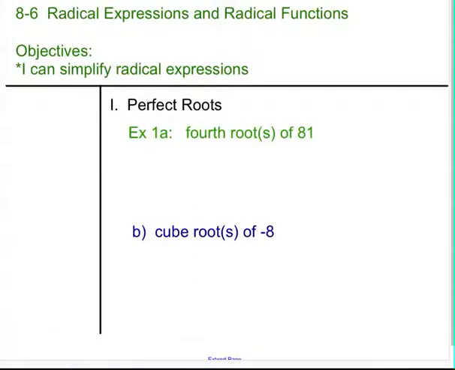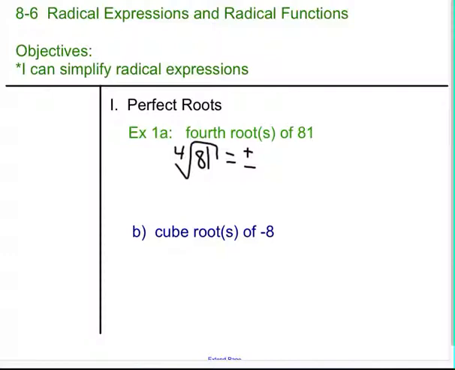Okay, so we're going to take a look at, first of all, evaluating some perfect roots. So the fourth root of 81 would look like this in radical form. Any even root, such as a square root, what we've been working with a lot, has two answers, both a positive and a negative. If you think about multiplying a number by itself an even number of times, you will always get a positive answer. So you can only take even roots of positive numbers.